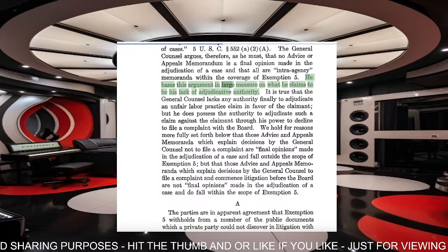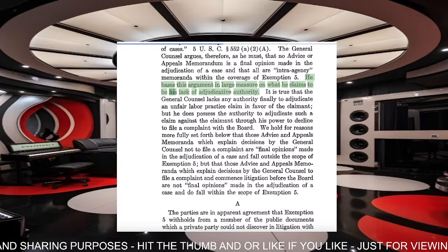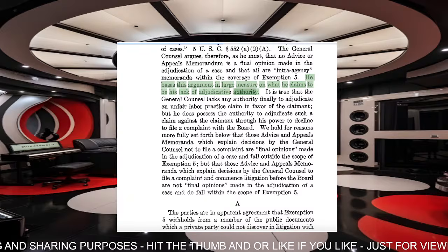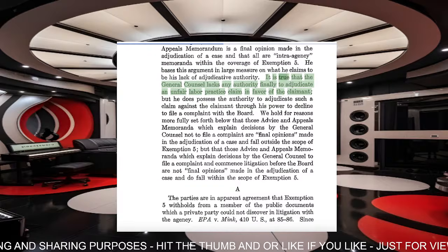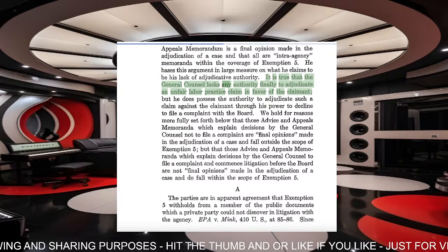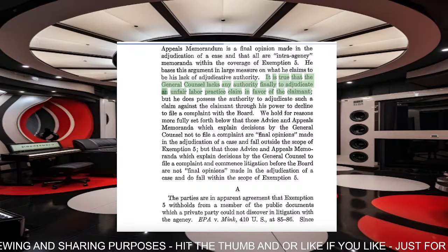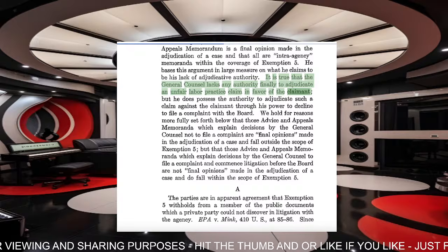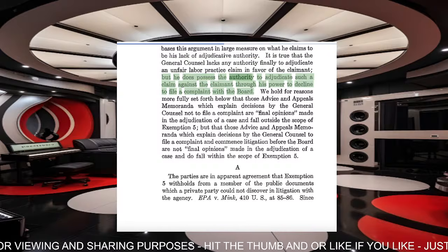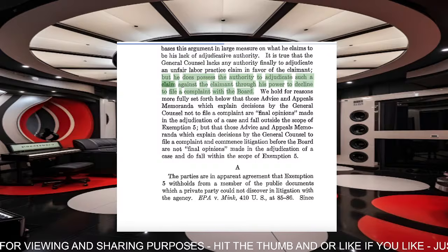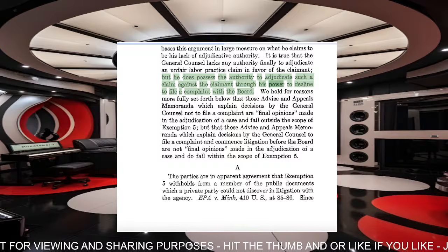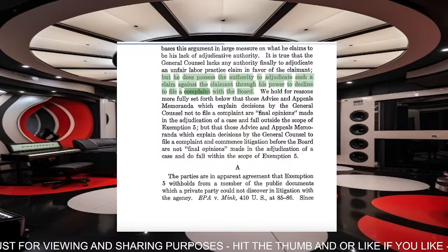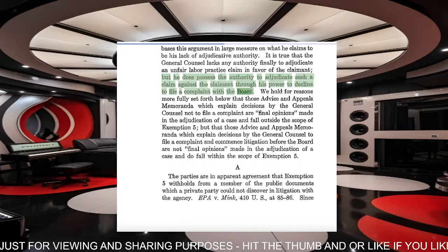He bases this argument in large measure on what he claims to be his lack of adjudicative authority. It is true that the General Counsel lacks any authority finally to adjudicate an unfair labor practice claim in favor of the claimant, but he does possess the authority to adjudicate such a claim against the claimant through his power to decline to file a complaint with the board.